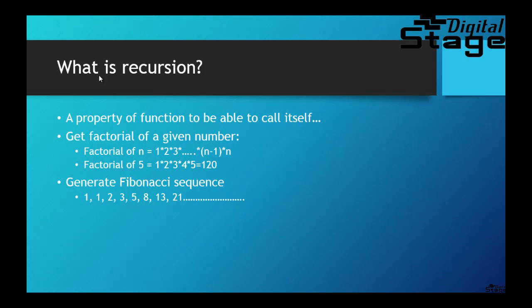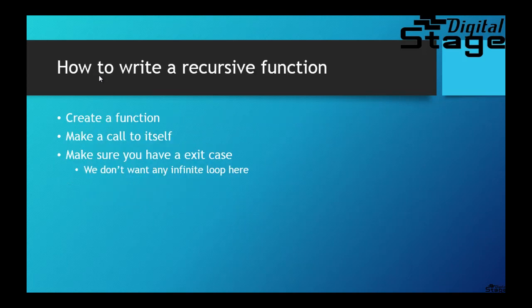All right, so let's see how to write a recursive function. Create a function, make a call to itself, and make sure you have something called the exit case. This is very important because you don't want to get stuck in an infinite loop.